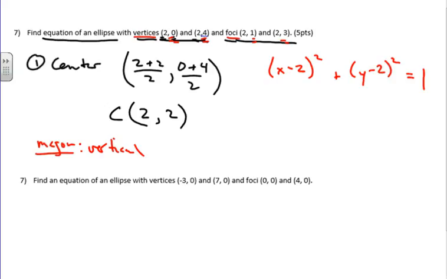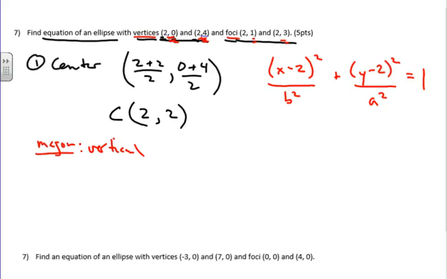And now the question is, where are our a squared and b squared going to lie? Because for our vertices the y value is changing, we're going to have our a squared under y, because that means it's going to be vertical. Our b squared is going to be under x. You can also do this by simply graphing the function.